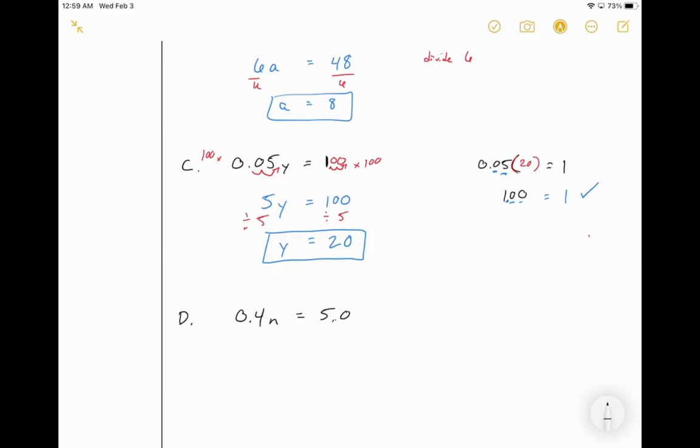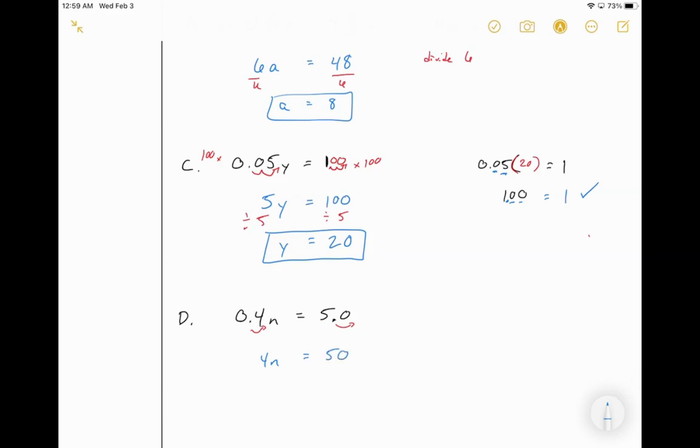5 and 5.0 are the same number. If I have $5, I have the same as $5.00. I can add an infinite number of zeros at the end. It doesn't change what the number is. Okay, so same thing here. I'm going to move this over 1, and I'm going to move this one over 1. So I end up with, instead, 4n is equal to 50.